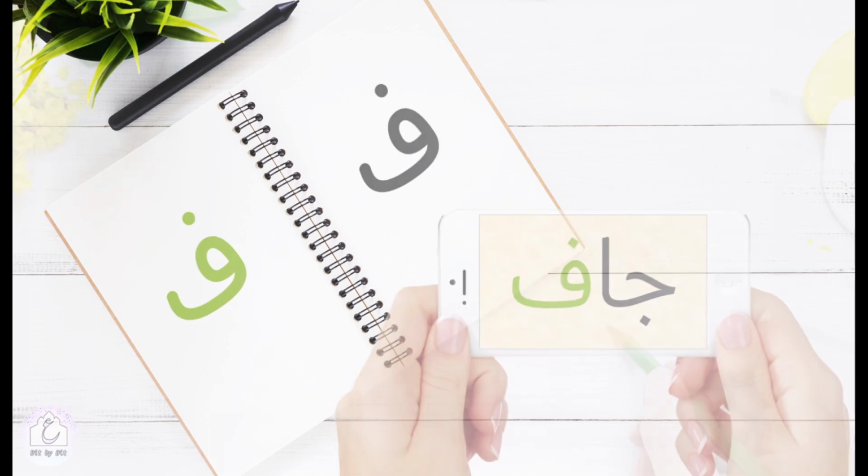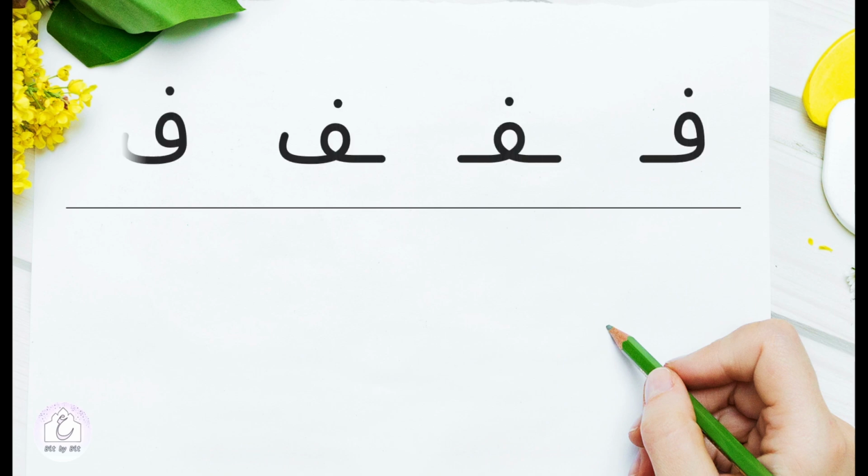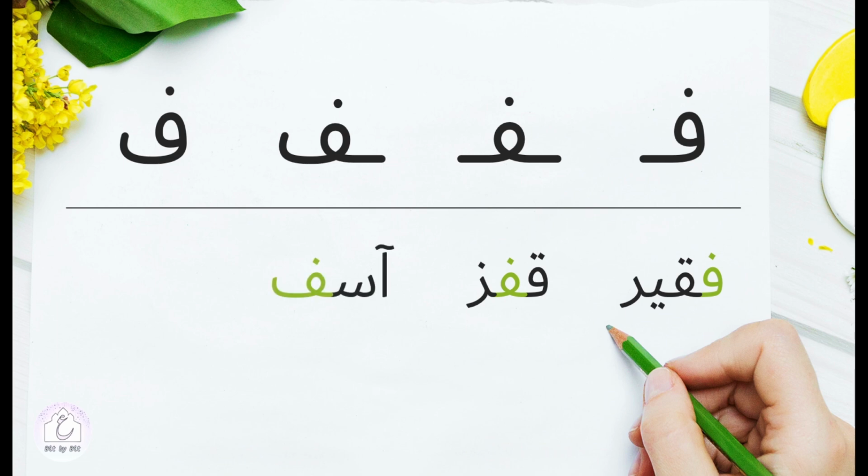To sum everything up, Fa has four forms, depending on its position in a word and whether it's preceded by a non-connecting letter or not. There is the initial position, the medial, final, and the isolated form.